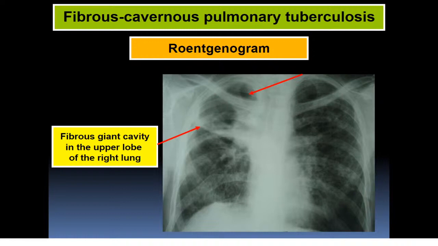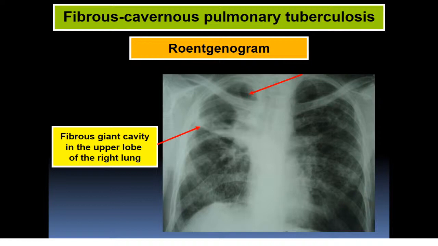On X-ray, in this form of tuberculosis, we can see the four main X-ray signs of this form. First sign, cavina or polycavinous. Second sign, fibrosis around of cavina or cavinas.